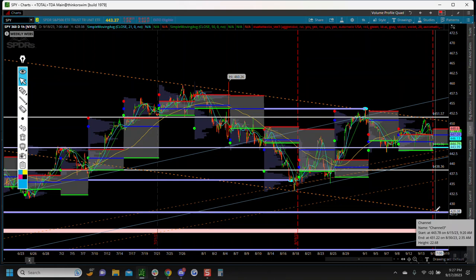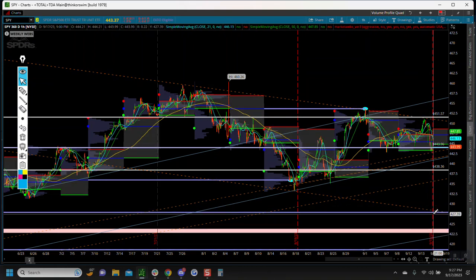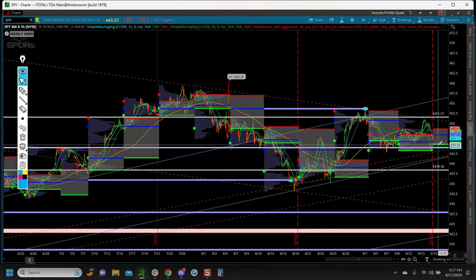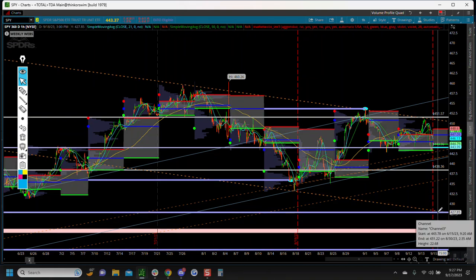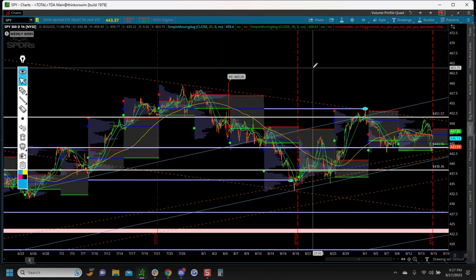That could very well be what we're doing, because there's an untested weekly volume point of control, the same area as where this channel low is. So I love it whenever you see the synergy of multiple things. So this is my primary thesis, that we might be coming down to the 427, 428 area here in the not so distant future. Okay.